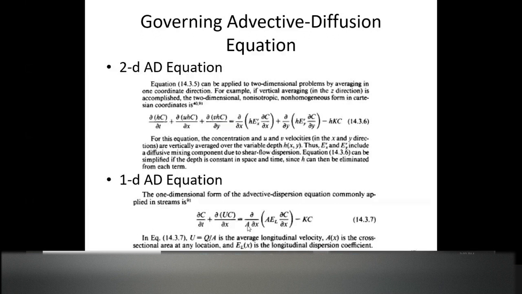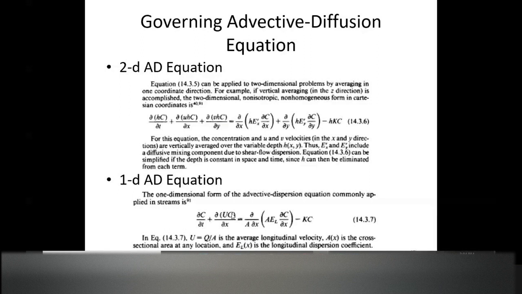If I take the flow area A to the left hand side, this is partial A into concentration over partial T. So the rate of change of concentration into A is the first term, which takes into account the unsteadiness, the variation of the constituent with respect to time. Then the change of A into U is actually Q, so it is partial Q over partial X into C.